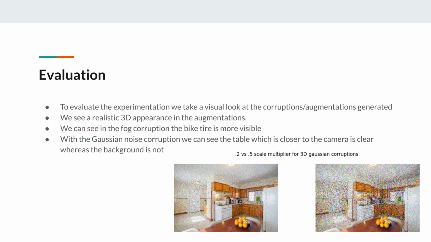And so here with the Gaussian noise corruption, we can see the table that is closer to the camera is clear. However, the background becomes blurrier, has that corruption applied to it, and this is all to make it a more realistic 3D corruption that could have varying distribution shifts when data is trained on this.